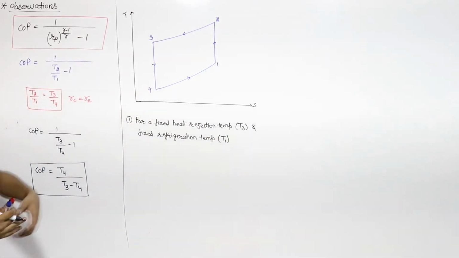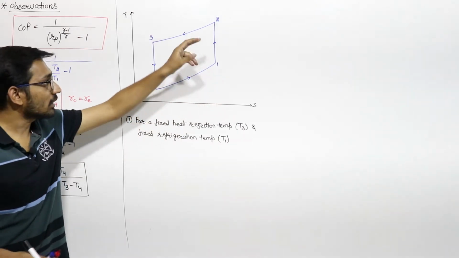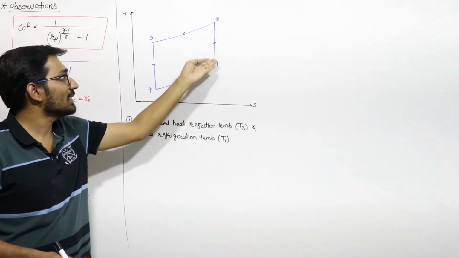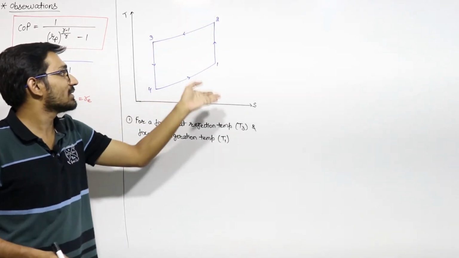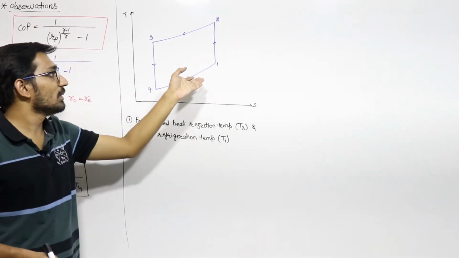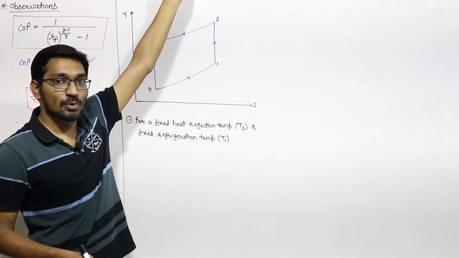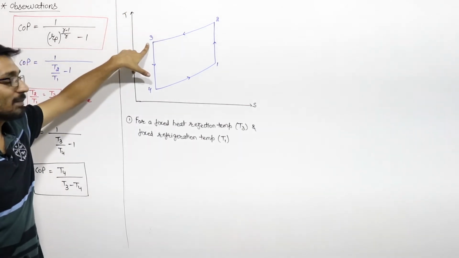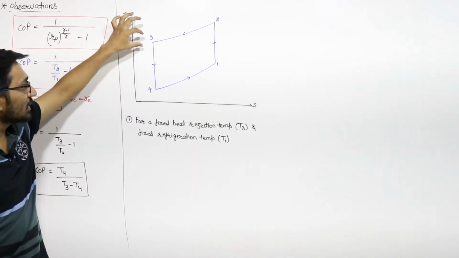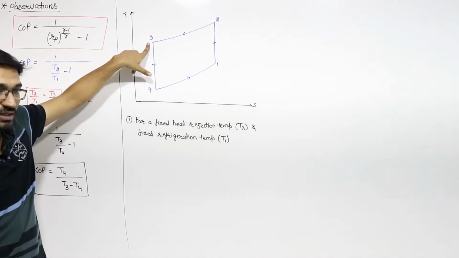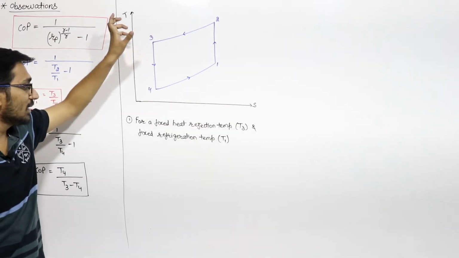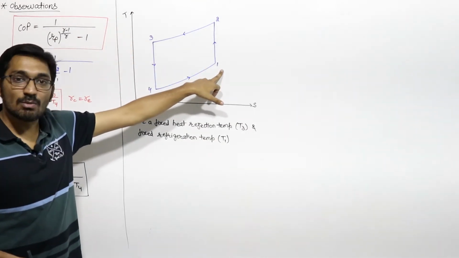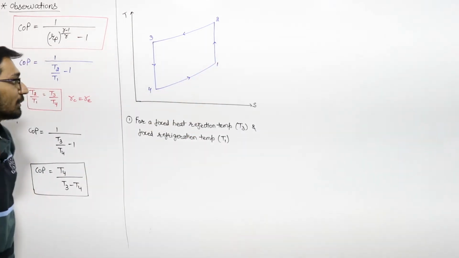You can understand that T3 and T1 are fixed, not T2. T2 depends upon the pressure ratio. The more you compress, the more T2 will increase. If the pressure ratio is more, T2 is more, right? So the heat rejection temperature is T3, because the condenser minimum temperature is T3, and the refrigeration temperature is T1. We have to maintain T1.